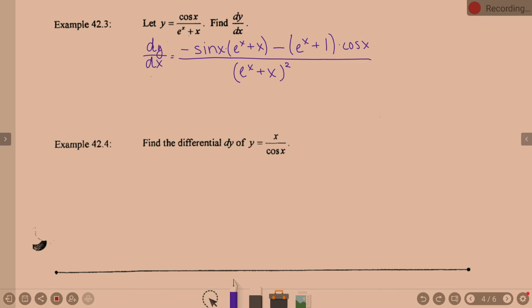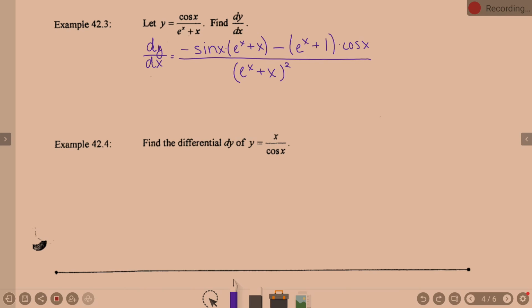Now, in relation to Jacob's question earlier, the question becomes, can I cancel this e to the x plus x with this e to the x plus x? I don't think so, because you're subtracting from it, right? If our last term also had an e to the x plus x, we could. But it's an e to the x plus 1, so we cannot.